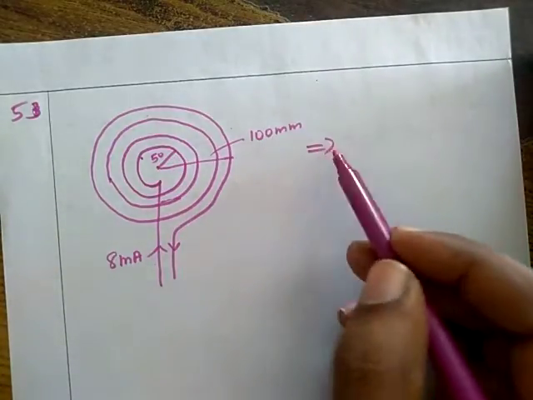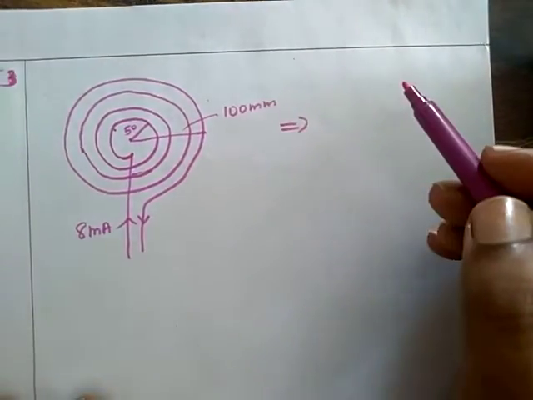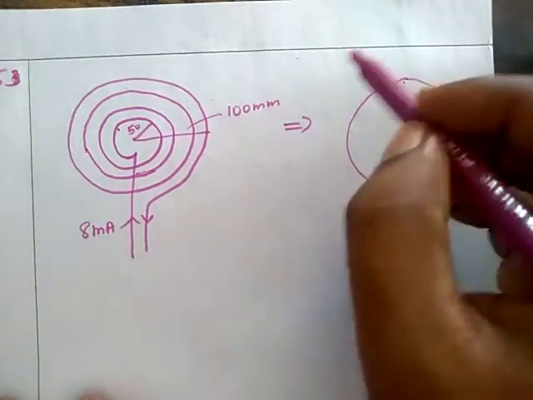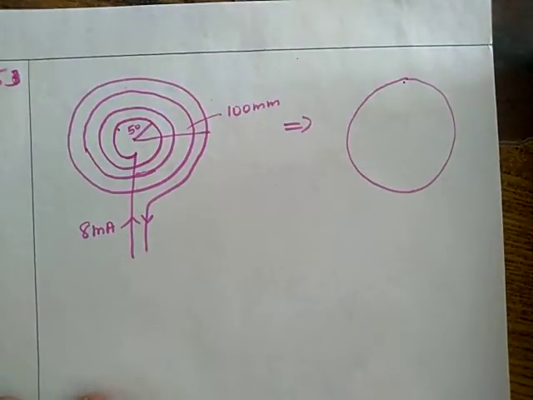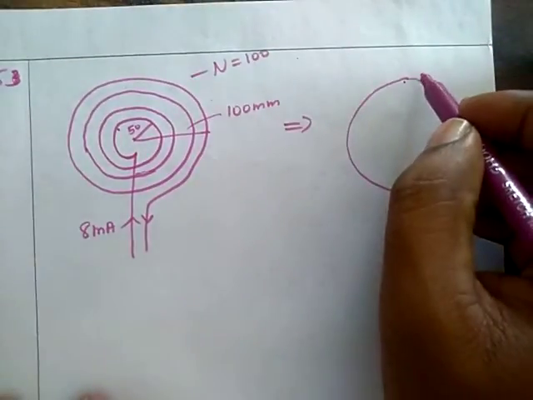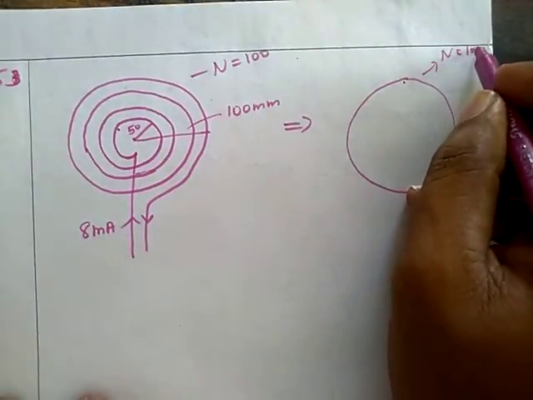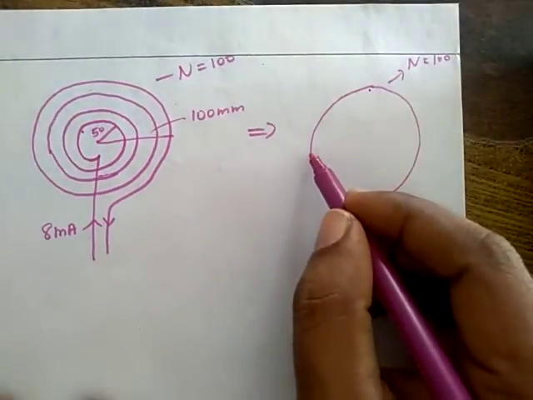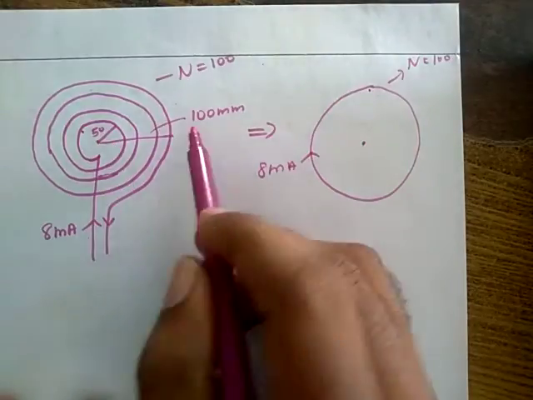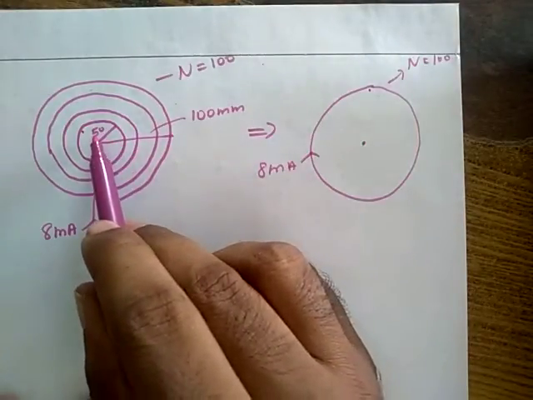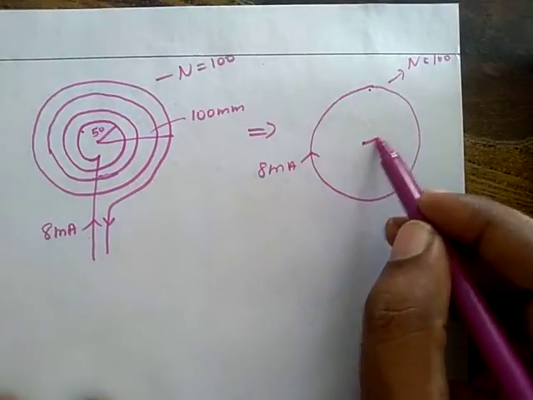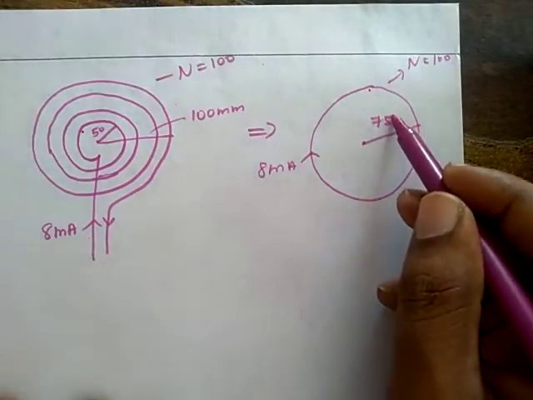I consider this one as a current carrying circular coil, having how many turns? 100 turns. Here also n is equal to 100 turns. Here a little modification: the current is 8 milliampere. I am averaging the radius. Inner is 50, outer is 100. Averaging this, we get 75 millimeter.